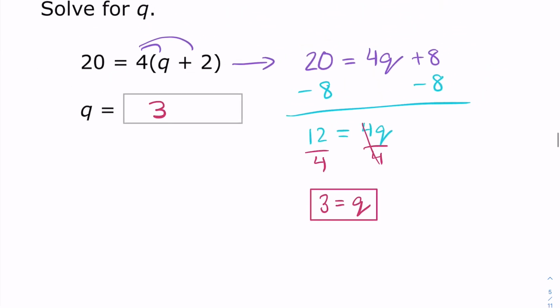All right. And you can check your work. 3 plus 2 is 5. 5 times 4 is 20. So it all works out. Again, if I divided both sides by 4, this 4 would have gone away, and I would have had 5 equals q plus 2. And I would have solved it from there.